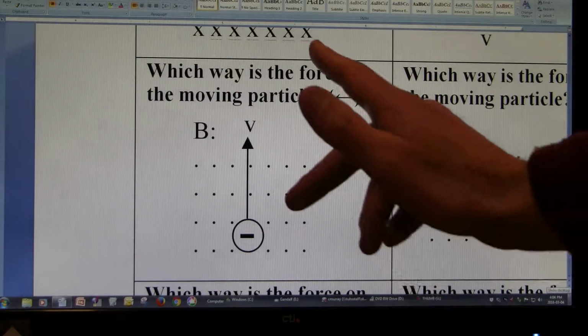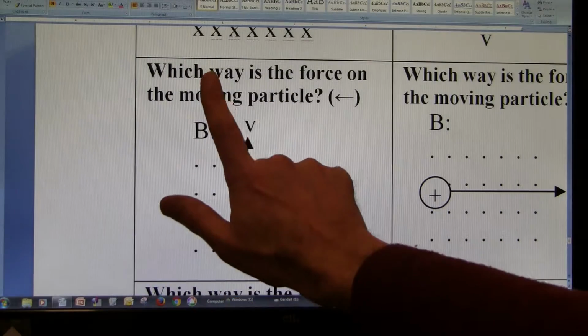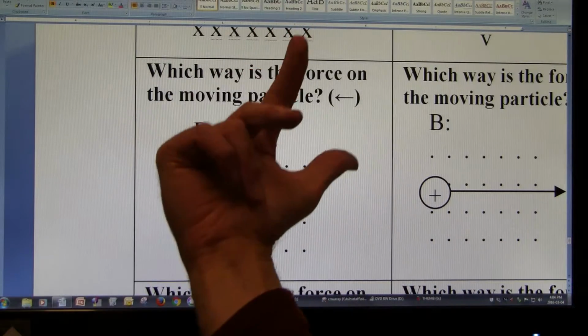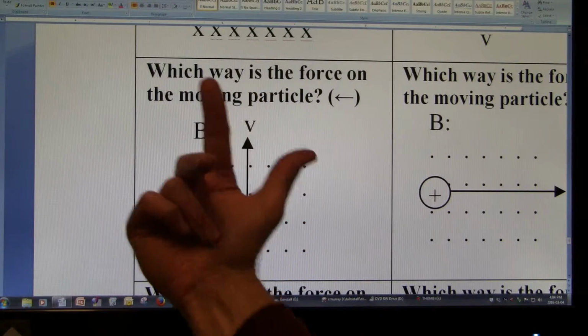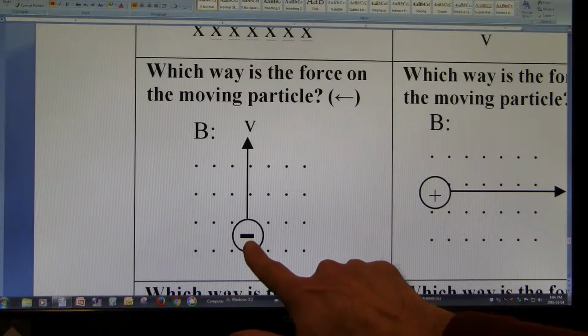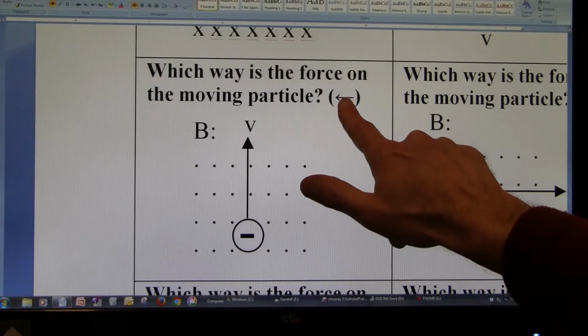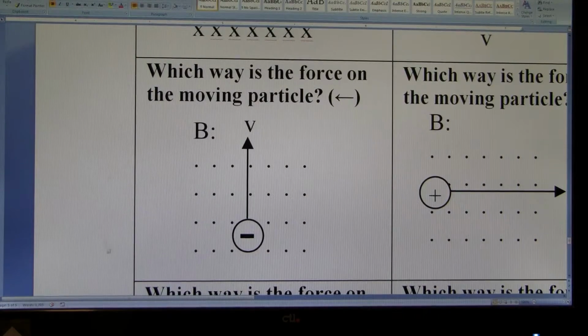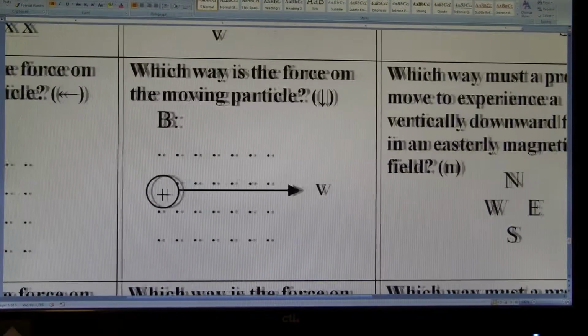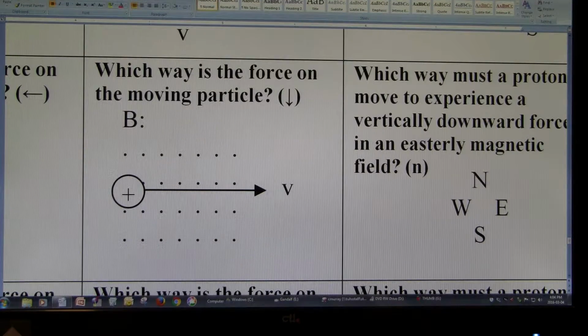Okay, so let's see. Velocity is up the page. Magnetic field is out of the page. And so the force would be to the right, but it's a negative particle. So negative to the right is left, and that's the correct answer. All right, be careful. Beware the Ides of March and negative particles.